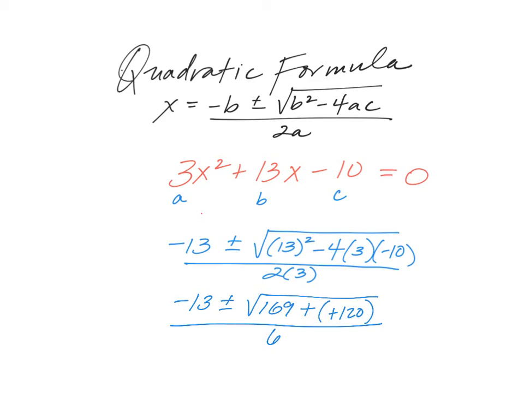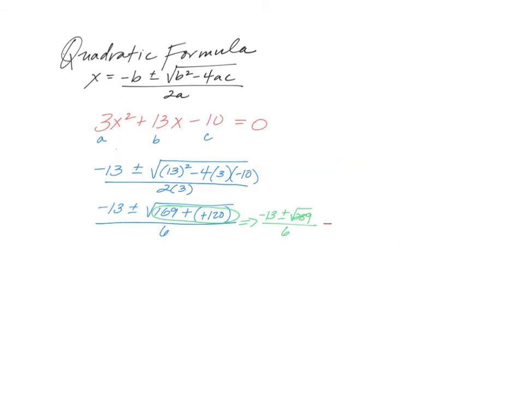I'm still going to work inside and simplify what I have here under the radical before I go any further. 169 plus 120 is going to be 289. So now I have negative 13 plus or minus the square root of 289 over 6. The square root of 289 is 17. So I have negative 13 plus or minus 17 all divided by 6.